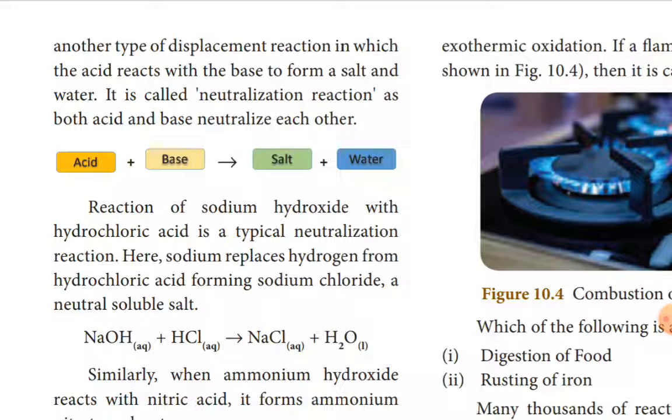Reaction of sodium hydroxide with HCl. This is a common typical neutralization reaction. Sodium hydroxide is a base, hydrochloric acid is an acid. When these two react, sodium chloride, common salt, and water are formed. This is a simple reaction which is a neutralization reaction and also a displacement reaction.